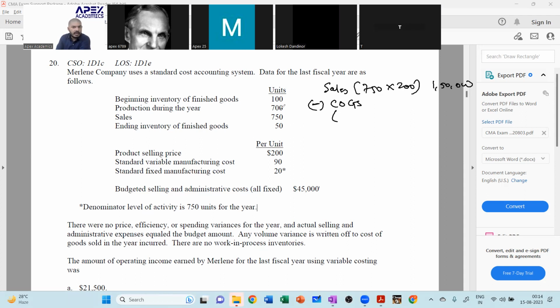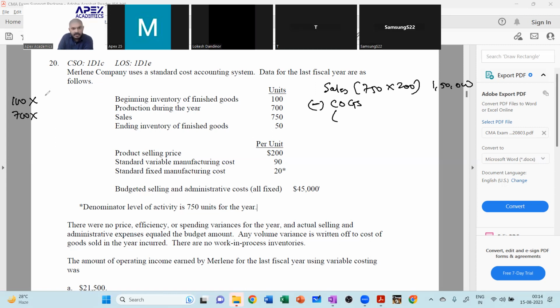Now, sales less COGS, or you can say variable cost. What is your variable cost per se? If I have produced 700, opening stock is a part of cost. So this will come at the variable cost, which is 90. Closing stock, production of the period. So what I'm actually writing down is opening stock.